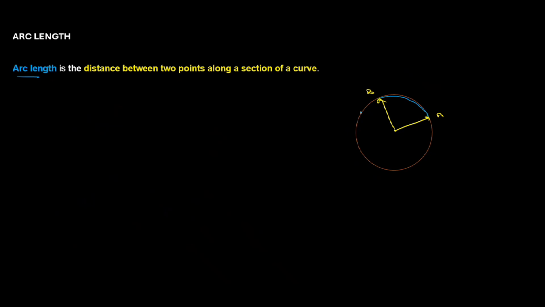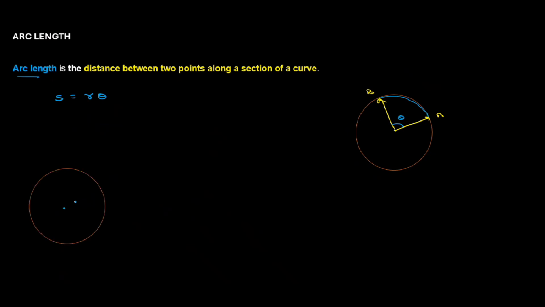An arc length is generally represented by the letter S. And we calculate arc length by multiplying the radius r with the angle theta. So theta is this angle between the 2 points here. Let's take an example to calculate the arc length.